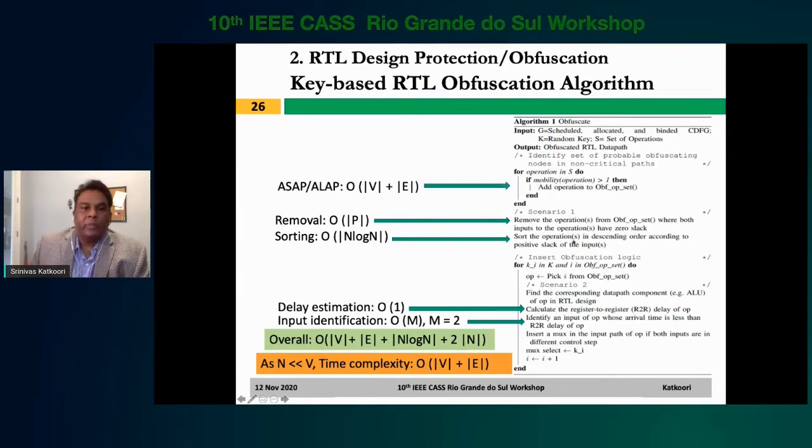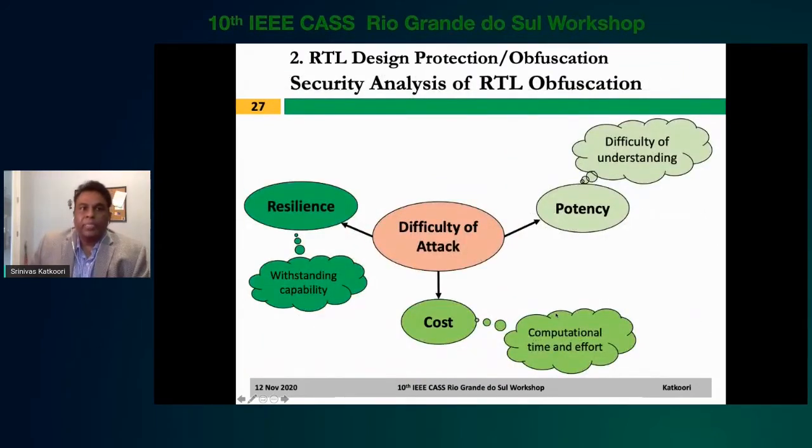And once you have the mobilities, the ones which have non-zero mobilities will be collected, and then based on each operation, we are going to introduce the multiplexers. Okay, so now how do we analyze?